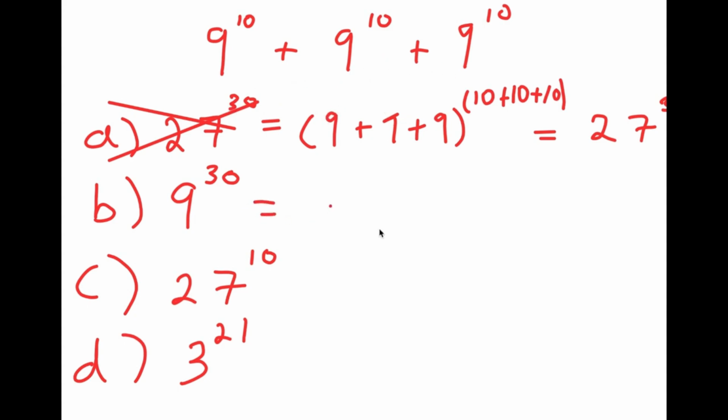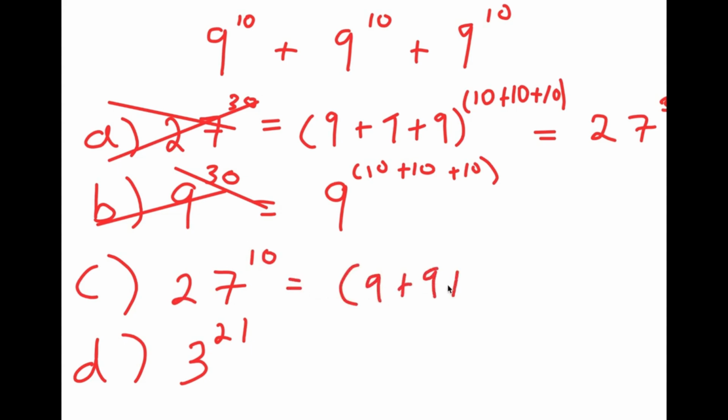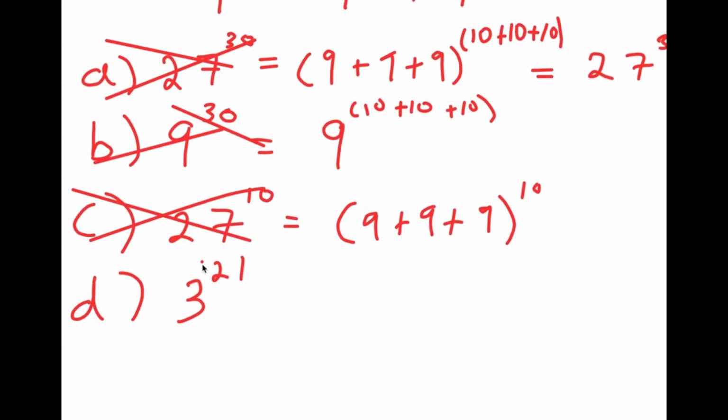Now, going from here, 9 to the power of 30 was likely gotten by keeping the base the same and then adding the exponents. And this again is wrong because this is not the right way to add exponents. Now we have 27 to the power of 10, and this was gotten from adding the bases but keeping the exponent the same. And this, again, is wrong as well. That's not how you add exponents.